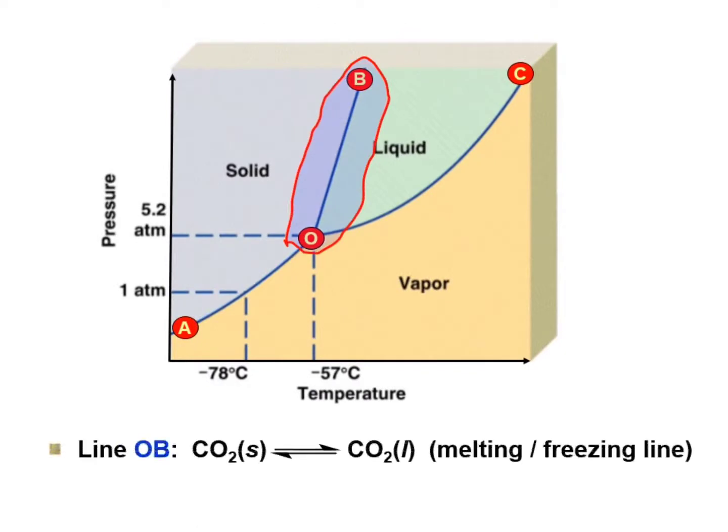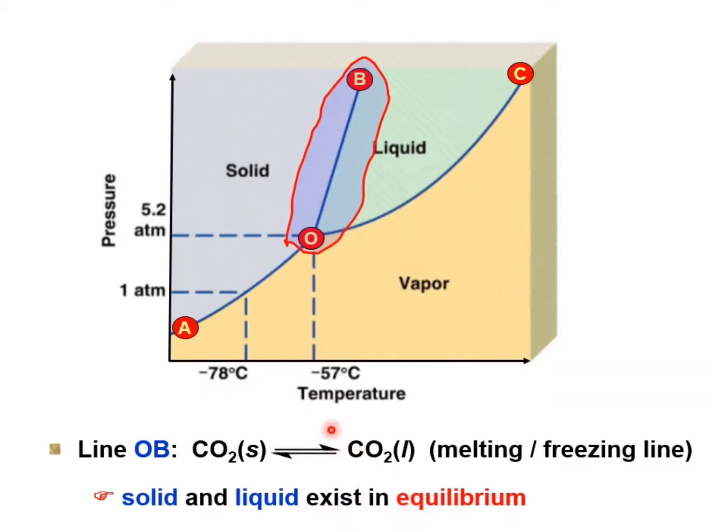Okay, next we look at line OB. So you can see here, this line will separate the solid phase and the liquid phase. So, if the carbon dioxide berada di atas line ini, so the phase involved is solid and liquid exist in equilibrium. So tanda reversible arrow ni melambangkan equilibrium. So if you write the equation, it should be like this: CO2 solid in equilibrium with CO2 liquid. So akan ada dua fasa.